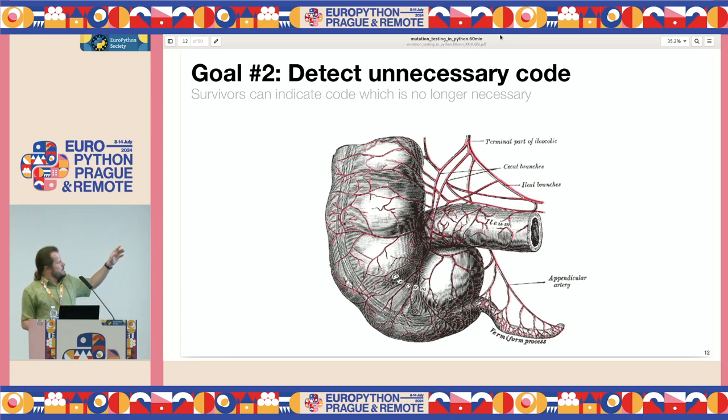So mutation testing can help us find unnecessary code, but a surviving mutant doesn't necessarily mean that code is unnecessary. It may mean we have to write tests. So we have to put on our thinking caps. I can't obviate the need for thinking, but I can help you think about where to think in your code. Okay? Does that make sense?